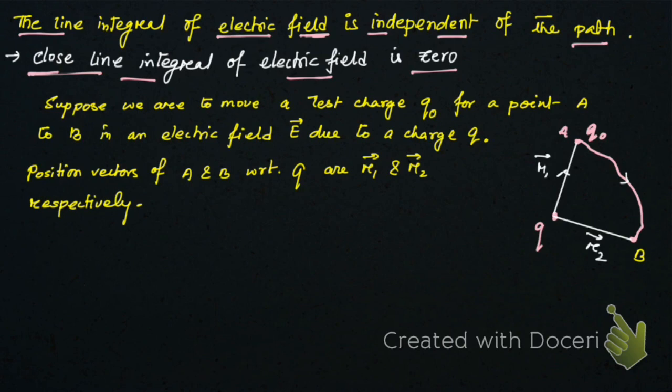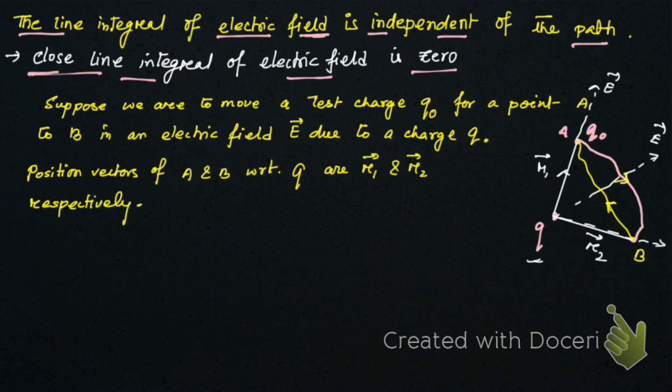So we are to show the line integral of electric field. The electric field due to this positive charge q will be radially outward, right? So this will be the electric field due to this q charge. If you bring this charge back from the point B to A, then the total line integral along this closed path will be equal to 0. Now let me show that.